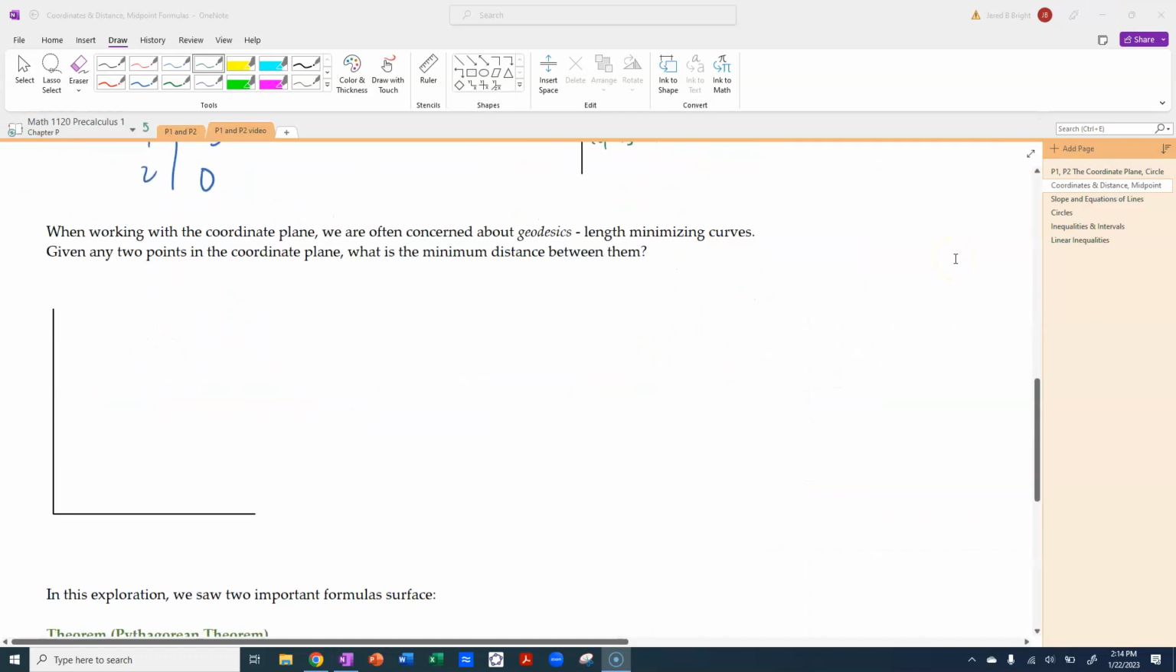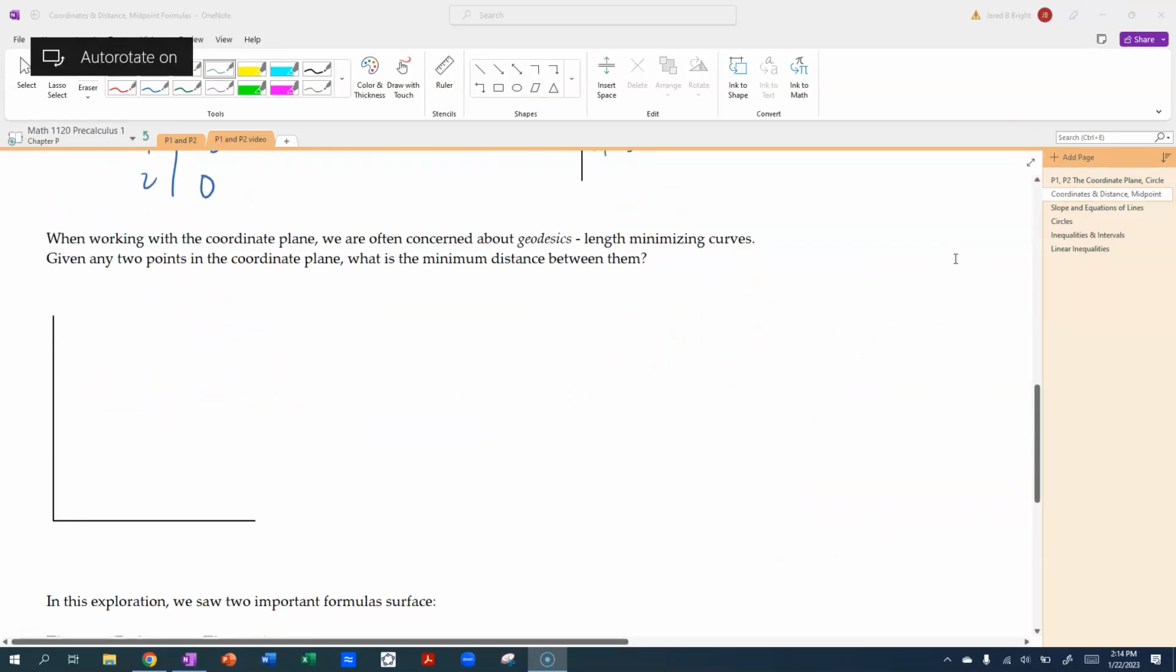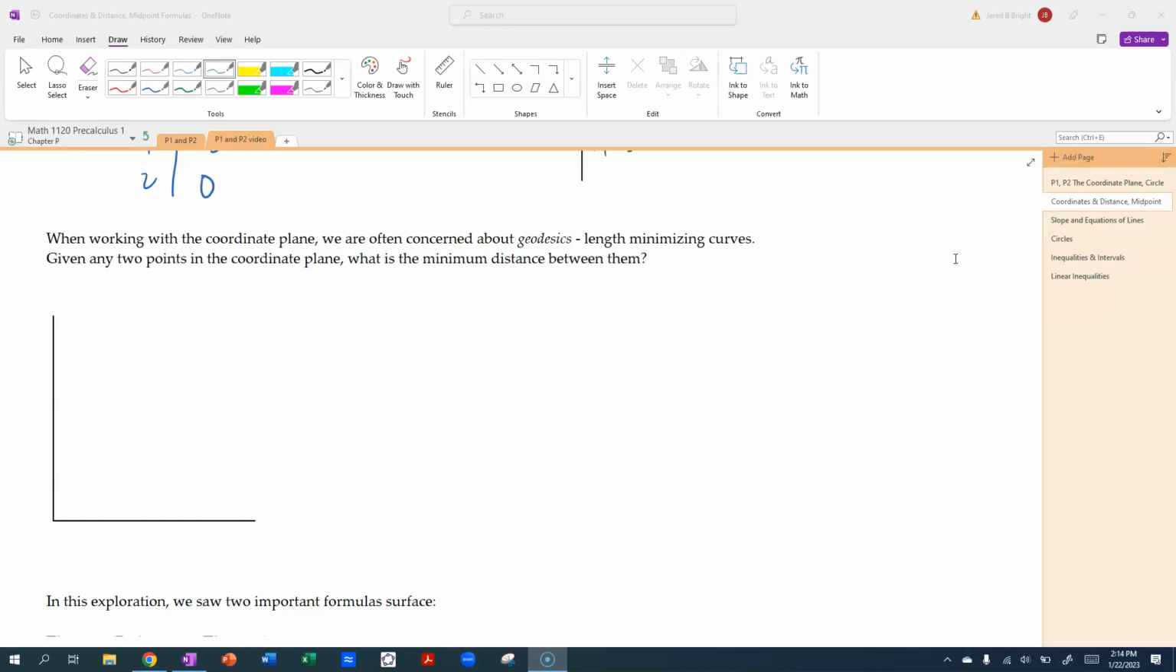Okay. Now, another thing that we really care about when we're working with the coordinate plane are things known as geodesics. And geodesics are length minimizing curves. So in other words, what is the minimum distance between 2 points, for instance?